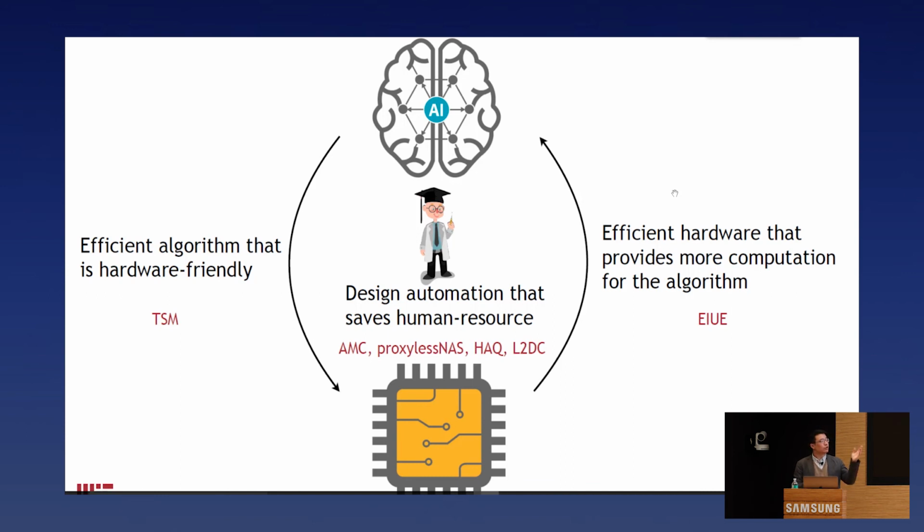And finally, with human in the loop, we talk about design automation that saves human resources. We talk about Proxyless-NAS, right? Specialize the model for your hardware, for your AI chip, right? And HAQ, specialized quantization policy for your AI chip.